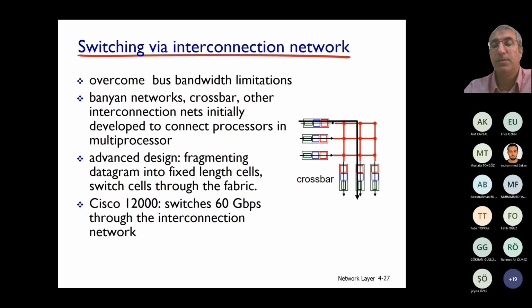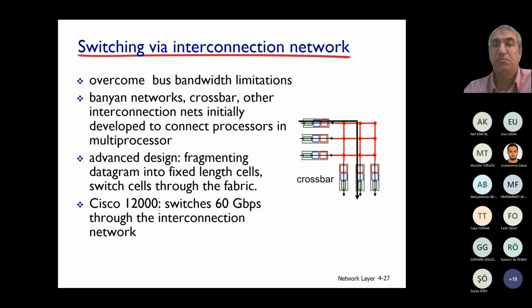But the problem with the previous method, switching via a shared bus, is that the performance is limited by the bandwidth of the bus. That's why the third type of switching, the crossbar, overcomes this bus bandwidth limitation of the previous method.